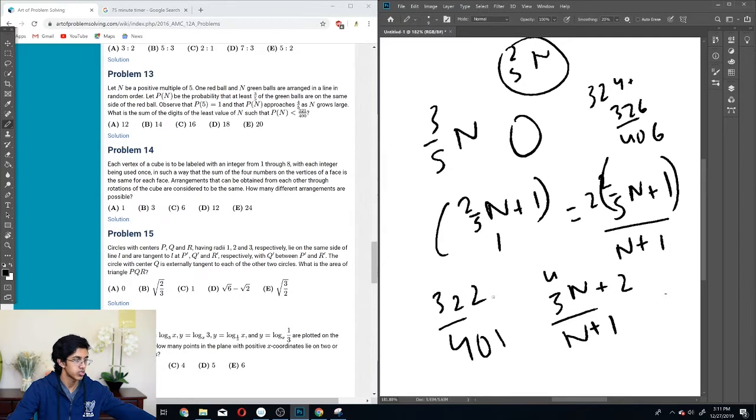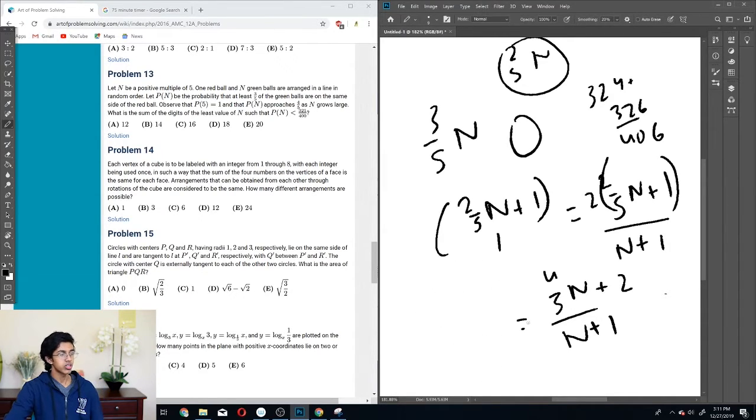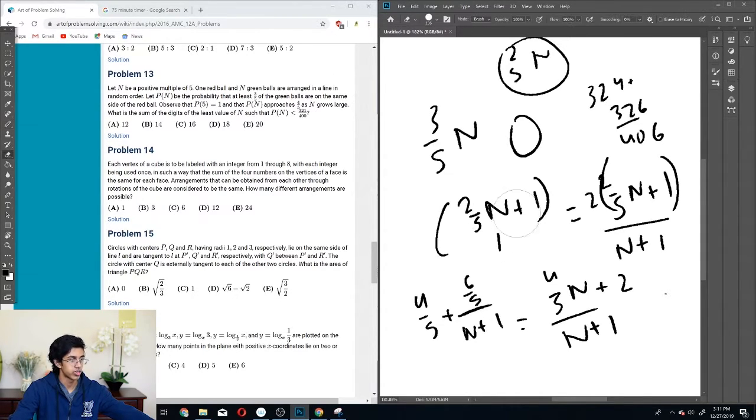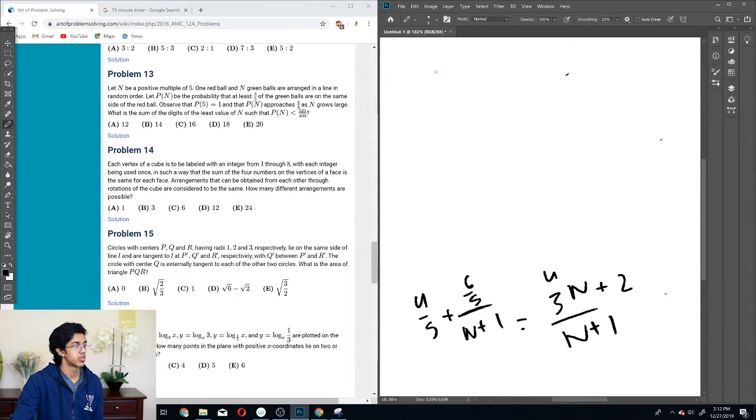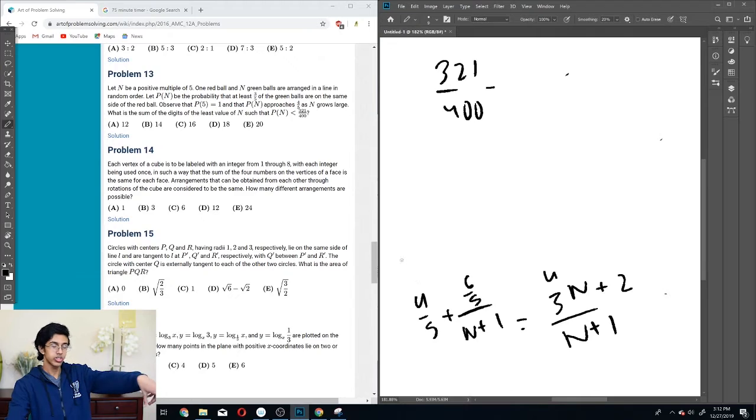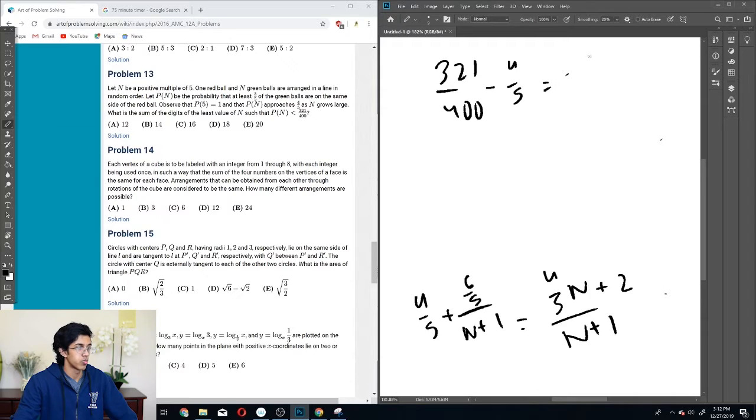Oh wait, let's try dividing it out. Okay, so this is also equal to 4/5 plus 6/5 over n plus 1. So what is 321 over 400 minus 4/5? Okay, let's erase all this. Alright, so 321 over 400 minus 4/5. Oh, and we also know this is correct because it says that it approaches 4/5. So we subtract 4/5, and then this is times 80, so it's just equal to 1 over 400.